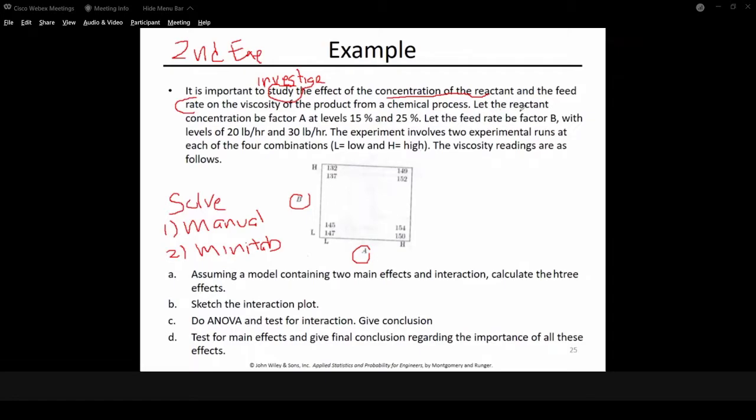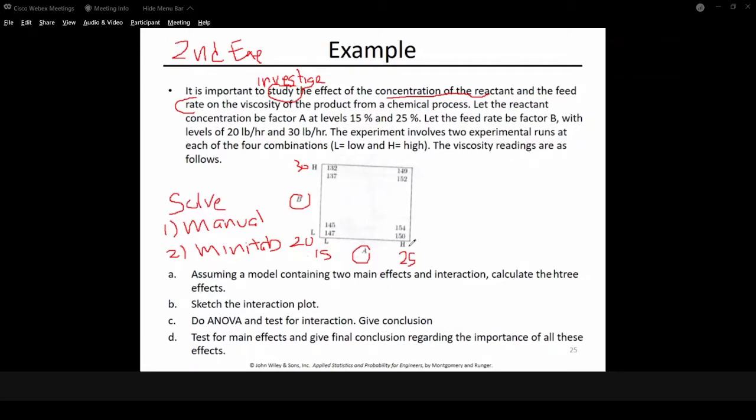So by now, after you read this, you must be able to identify factor A and factor B. Factor A is the concentration of the reactant: 15% low level, 25% high level. The feed rate, factor B, is 20 and 30. The experiment involved two runs, that means replicated two times. The viscosity reading is the response.